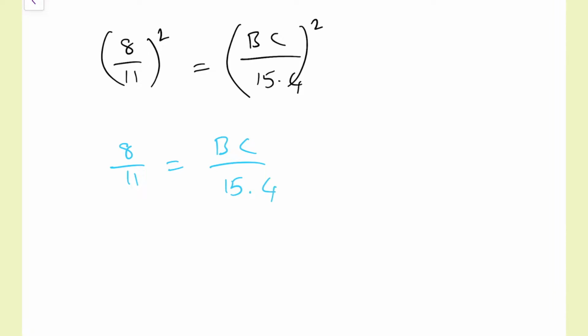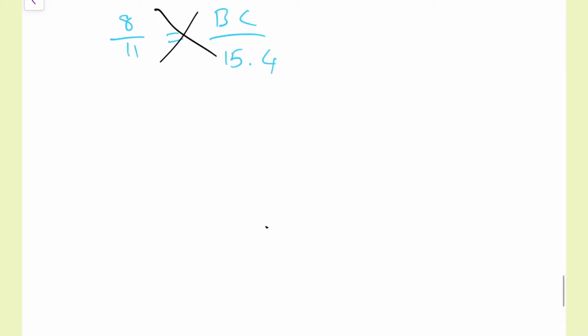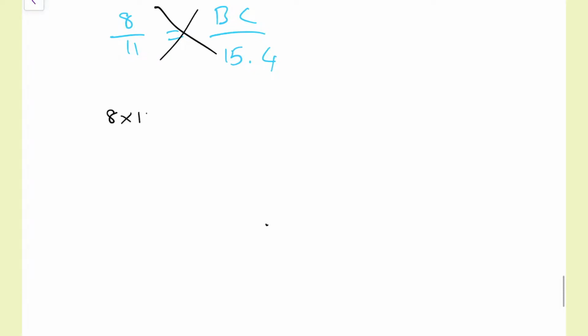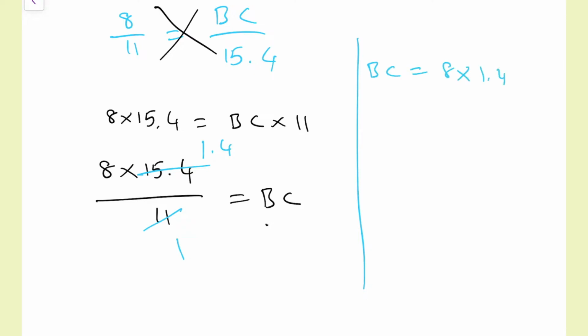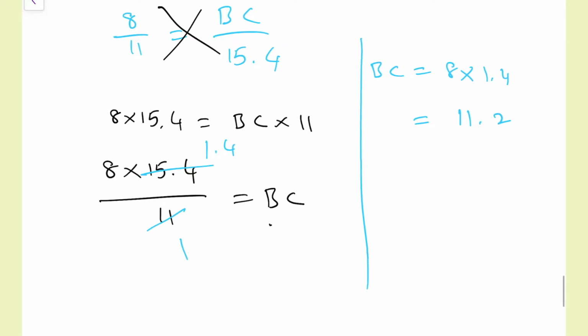Doing the cross multiplication, 8 into 15.4 equals BC into 11. Take 11 to the left side. 8 into 15.4 divided by 11 equals BC. 11 ones are 11, 11 1.4s are 15.4. So now BC value is 8 into 1.4. 8 4s are 32, 8 1s are 8, so 11.2. 11.2 centimeters is the value of BC.